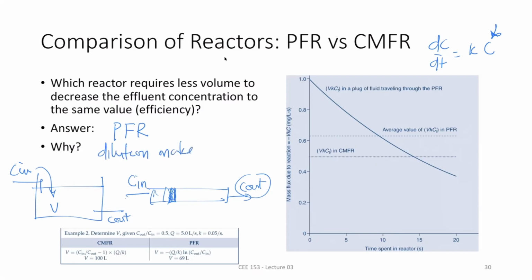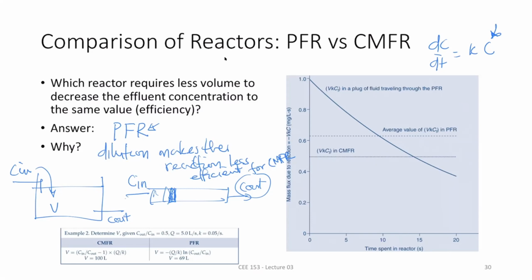Dilution makes the reaction less efficient for CMFR. Okay, whereas in a PFR there is no dilution because that column is moving, it's not mixing with the side. So that means the reaction rate is much faster in the PFR. That's why you are decreasing the concentration very efficiently within the small volume because you're not diluting it.